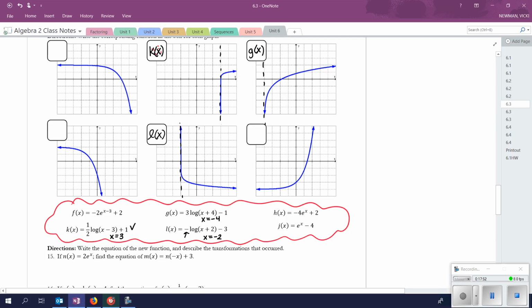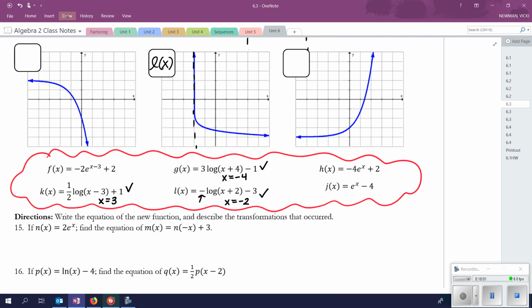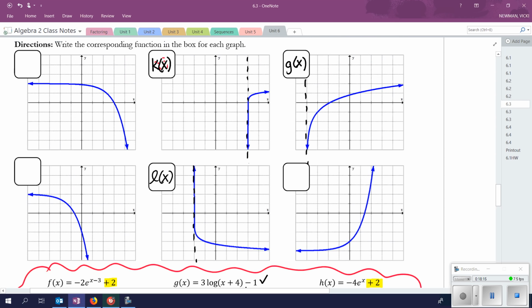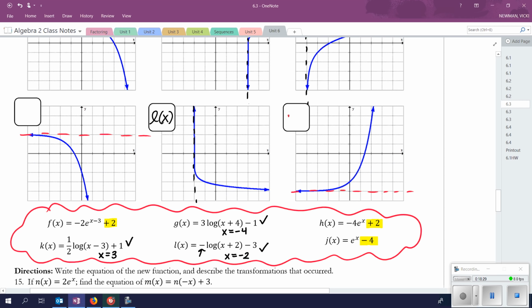Beautiful. So now what I'm going to remind you of is your exponential asymptotes. For an exponential function, the asymptote is the vertical shift. So y equals 2, y equals 2, and y equals negative 4. So those are horizontal asymptotes. So let's see. This looks like y equals 2. This looks like y equals 2. And this looks like an asymptote of y equals negative 4. So this must be j of x. My calculator could confirm all of this.